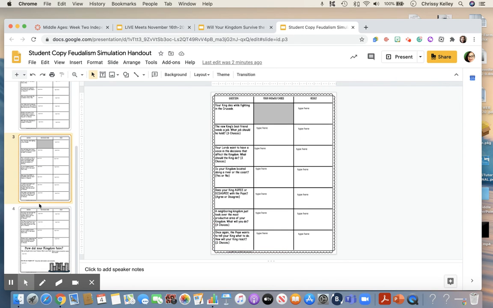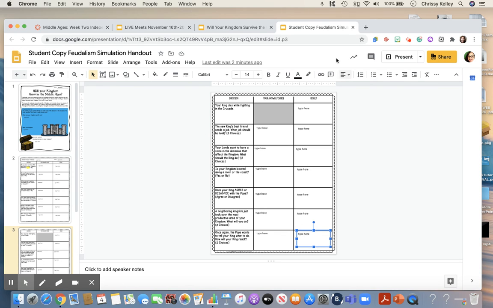You really need to elaborate on this and really elaborate on these results and try to connect it to what you know about history. So that is your simulation. I look forward to seeing what you come up with.